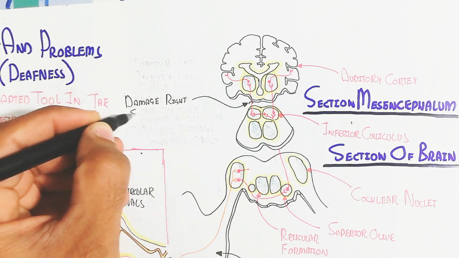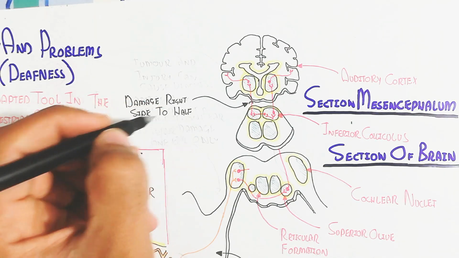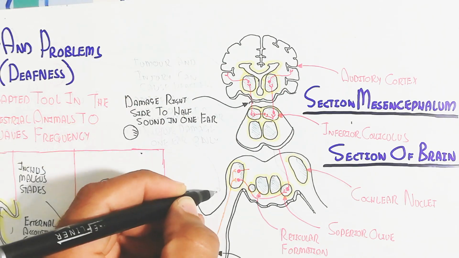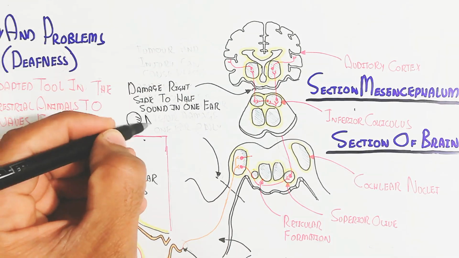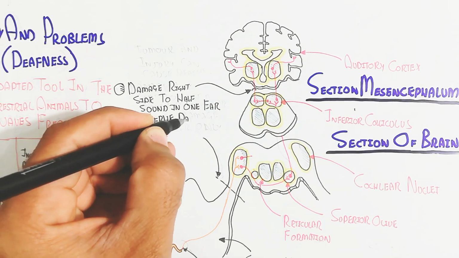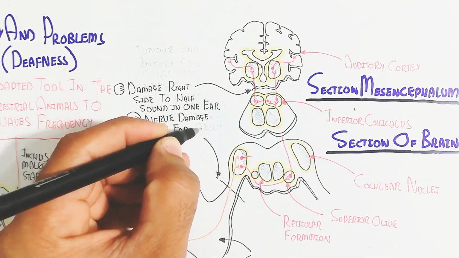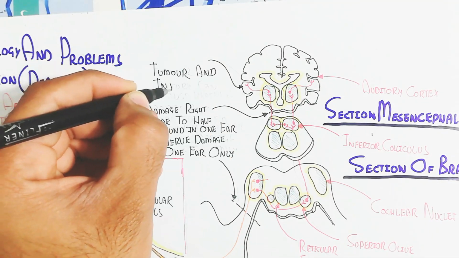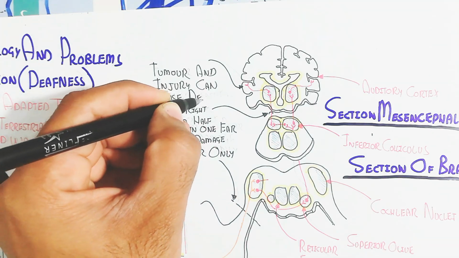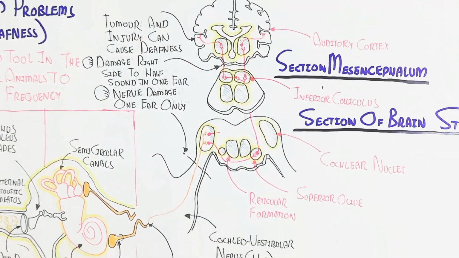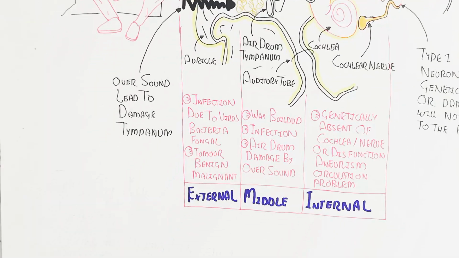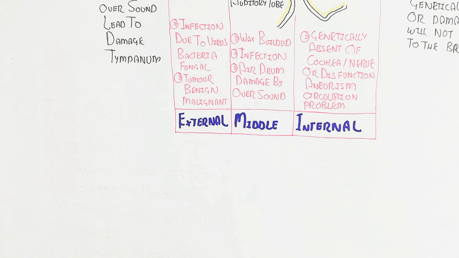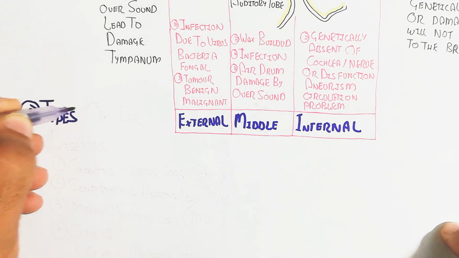If there is damage on the right side, half the sound in one ear will be a problem, while nerve damage in one ear only causes a problem on one side, not both. So if the left has a problem, the right may lose hearing. Tumor and injury can cause deafness in the auditory cortex. If it is one side, it means that one side can hear but the other side is absent.